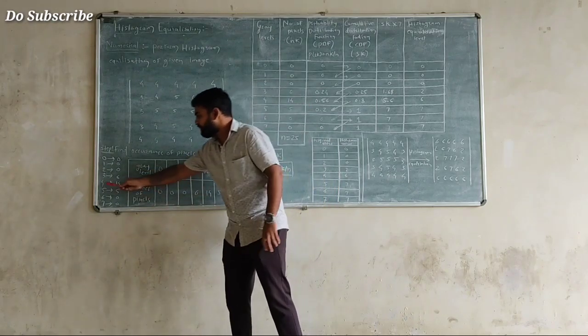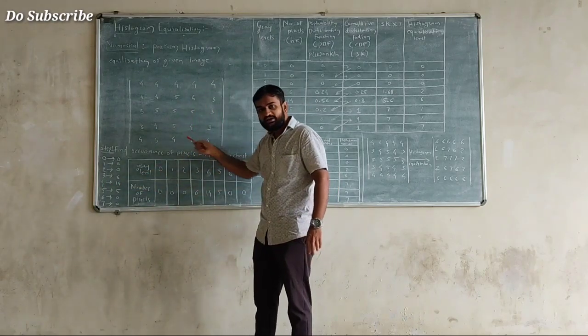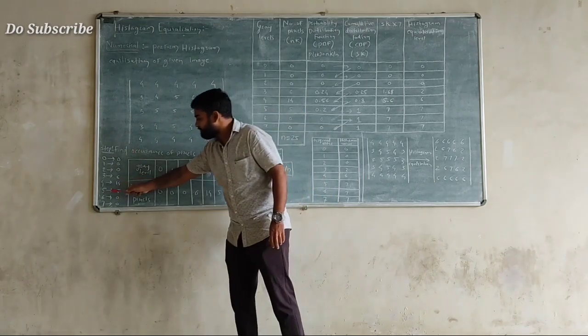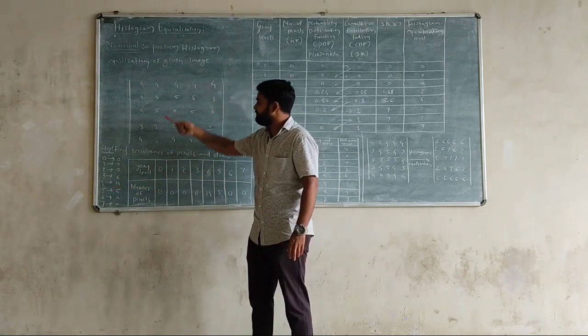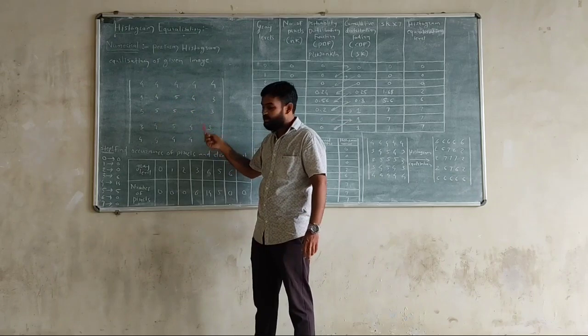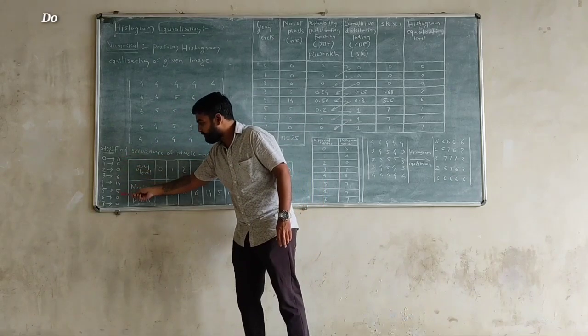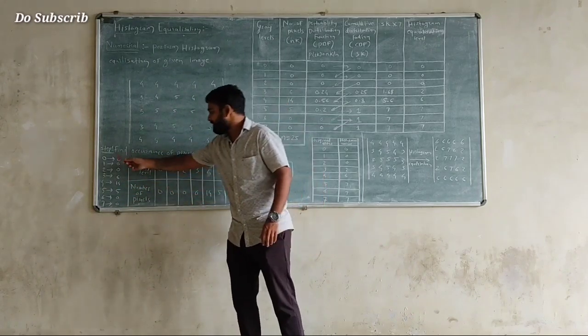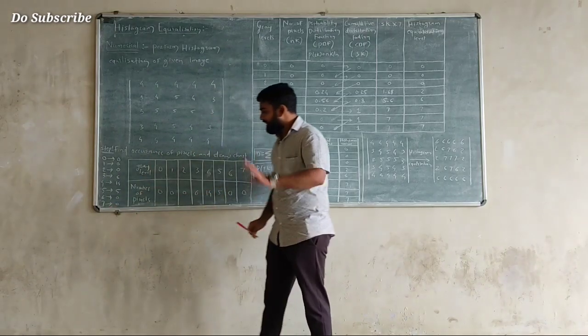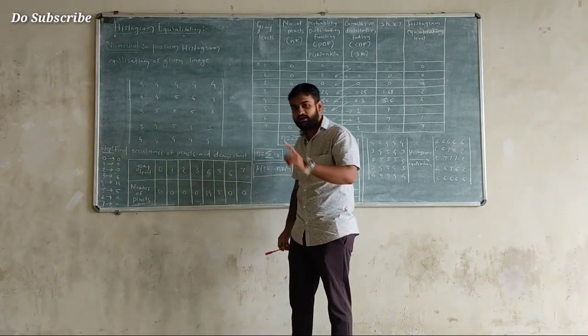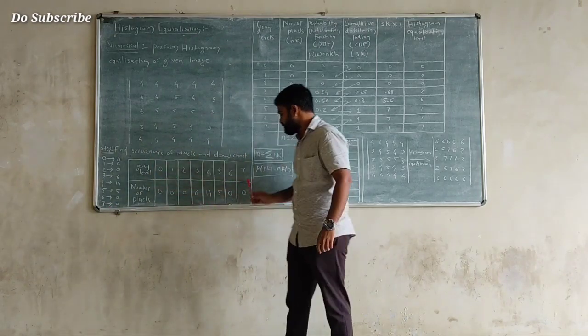Then we have 4, which occurs 14 times in the image. Then 5 occurs 5 times in the image. So you have to write down the occurrence of pixels and gray levels. Arrange that in this table, with gray levels starting from 0 to 7.